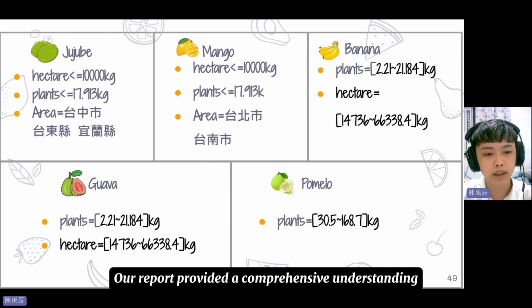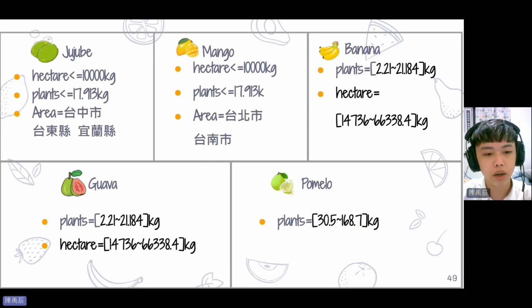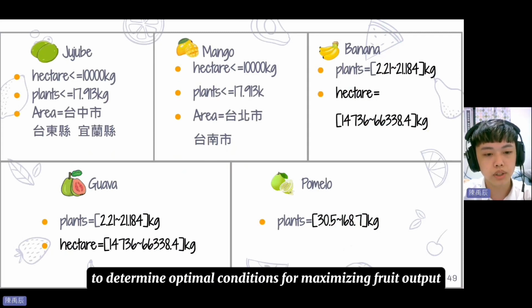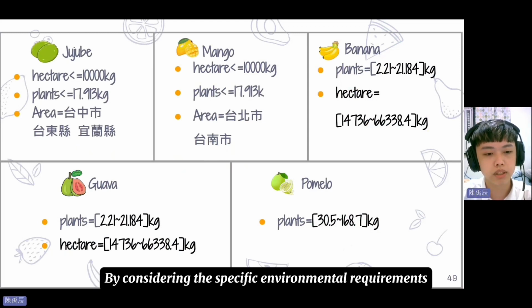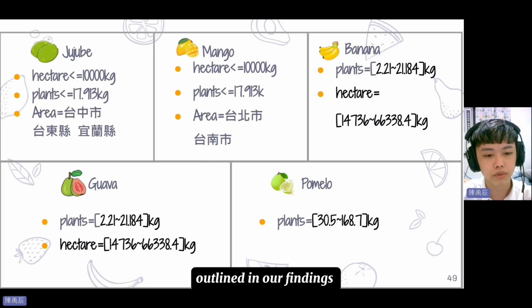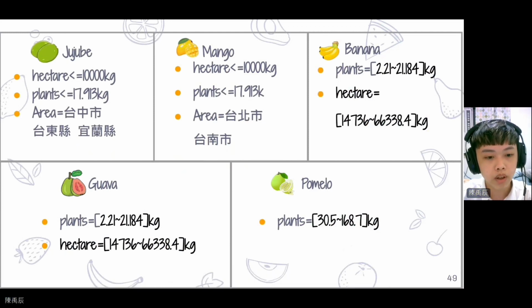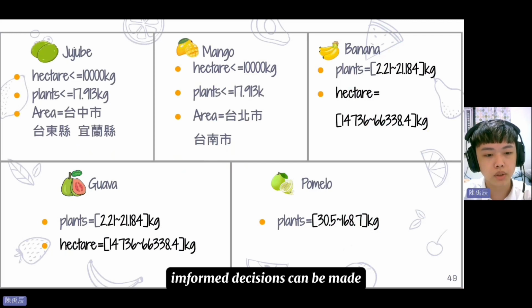Our report provides a comprehensive understanding of suitable environments for growing different fruits. Farmers can refer to it to determine optimal conditions for maximizing fruit output. By considering the specific environmental requirements outlined in our findings, informed decisions can be made to achieve higher yields and productivity.